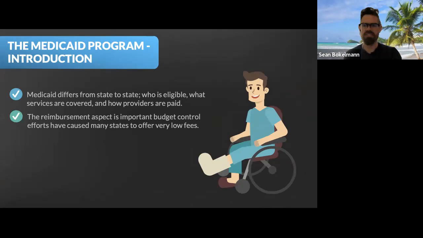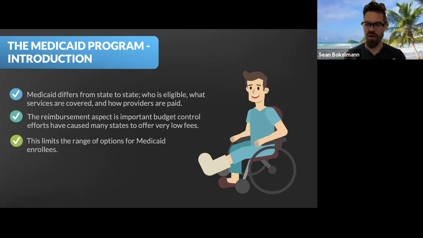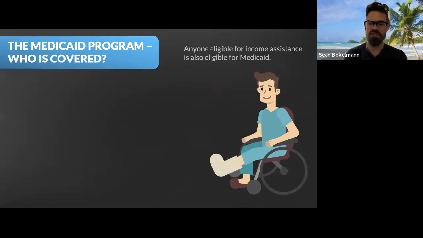Now, the reimbursement aspect of the program is very important, particularly because there have been budget control efforts by many states, and it has caused them to offer very low fees for Medicaid procedures. And this has the effect of limiting the range of options for people that are on Medicaid. And we'll talk about those limitations in a second. So first of all, let's think about who is covered, who is eligible for Medicaid. First of all, anyone that's eligible for income assistance is also eligible for Medicaid. So that's the first sort of hurdle.